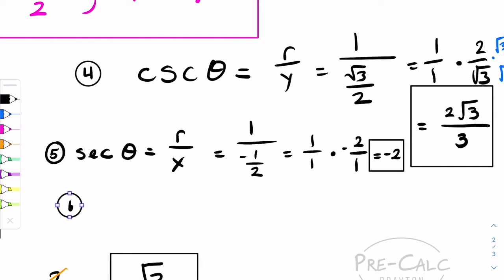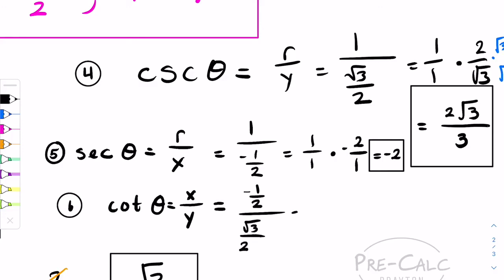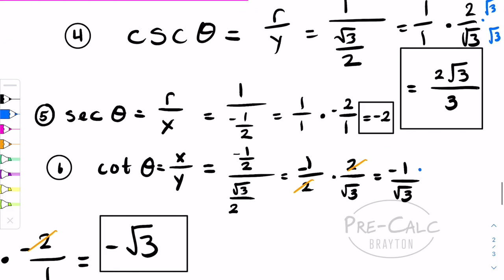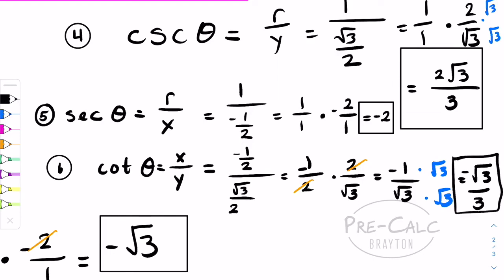And lastly, we have cotangent. Cotangent is x over y, and x is equal to negative 1/2. Y is the square root of 3 over 2. Multiply by the reciprocal, we have negative 1/2 times 2 over the square root of 3. Your values of 2 will cancel. That leaves you with a fraction of negative 1 over the square root of 3, which you have to rationalize by multiplying by the square root of 3. Your numerator is negative square root of 3 divided by the square root of 9, which simplifies to 3. There is your cotangent value.